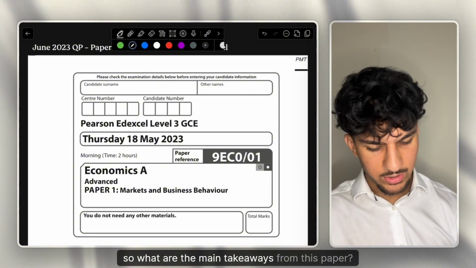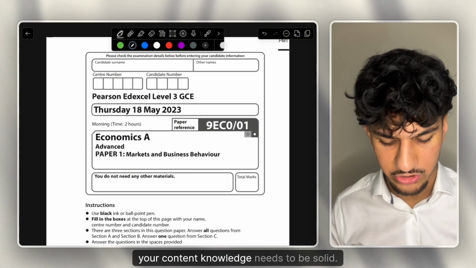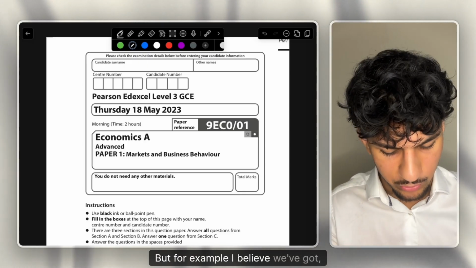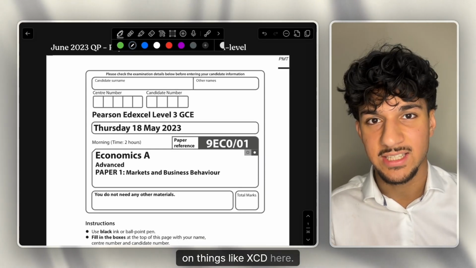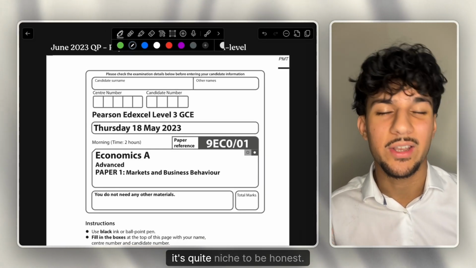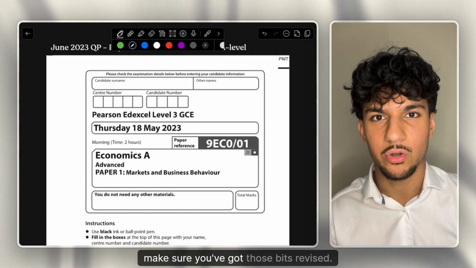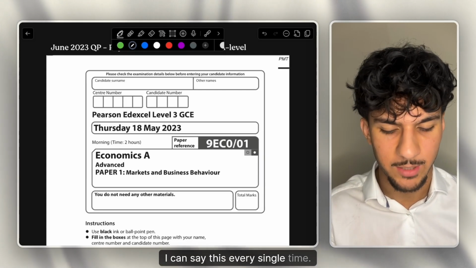Okay, so what are the main takeaways from this paper? Firstly, your content knowledge needs to be solid. Of course, that is quite general advice, but for example, I believe, if I remember correctly, you did get examined on things like XED here. It's quite niche, to be honest, but just make sure for your section A especially, make sure you've got those bits revised.